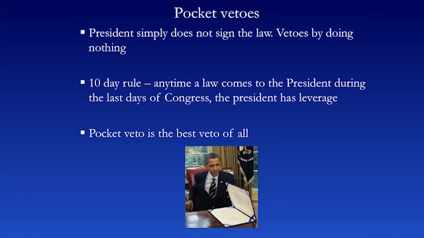Well, the pocket veto is a great veto because it's one that the president can use and Congress can't do anything about it. There's a 10-day rule that says that anytime a law comes to the president during the last days of Congress, the president has to sign it, or it will become law in any case. But the president might veto it during those 10 days, but Congress has already gone home. Well, then they have to start all over again and reenact the law again. So you can see that the pocket veto is the best of all.